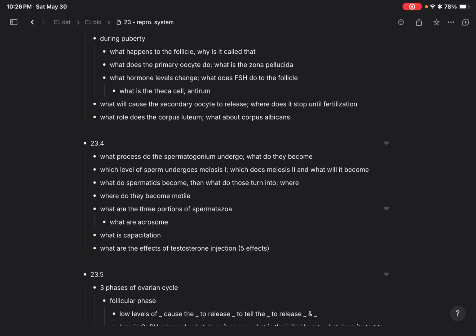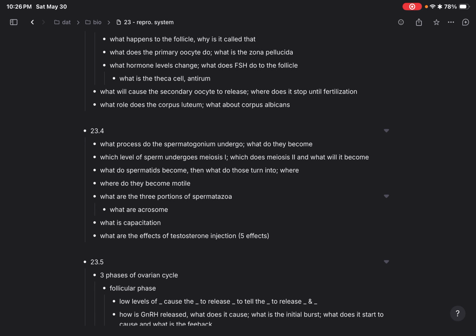The corpus luteum here has the main function of producing hormones. The corpus albicans is just the dead version of the corpus luteum. The disintegrated version is just not going to do anything. So let's see, ovulation. Follicle ruptures in order to allow for release of the secondary oocyte into the fallopian tube.